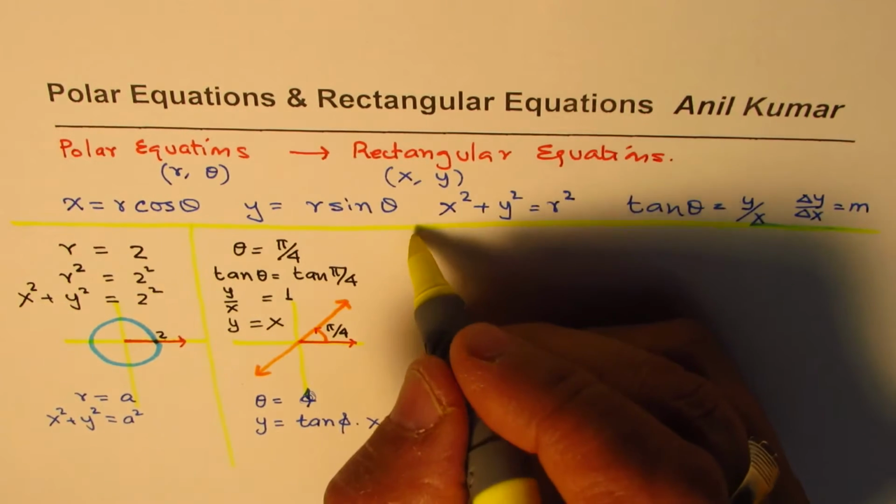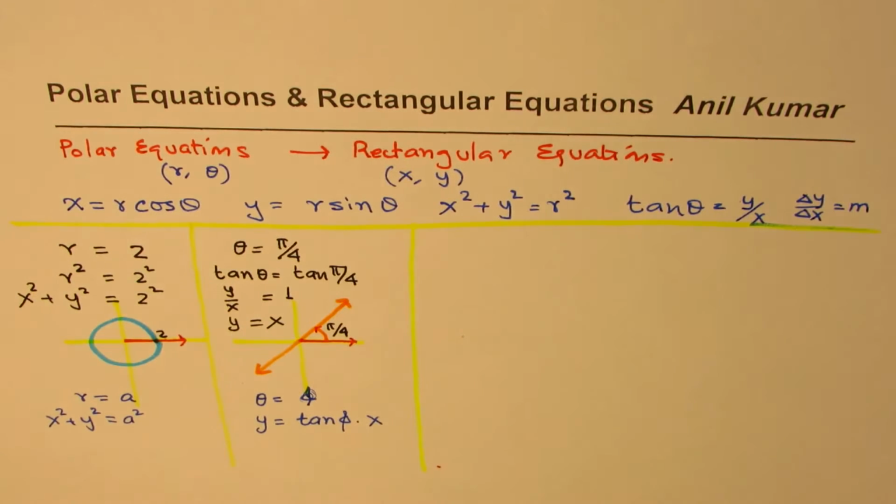So we get a translation of a polar equation which gives you a line into another equation which really gives you a line, right? y equals mx, a direct variation kind of a thing. So that is how we can translate these equations, correct? Now we can take some examples which are slightly more complicated.